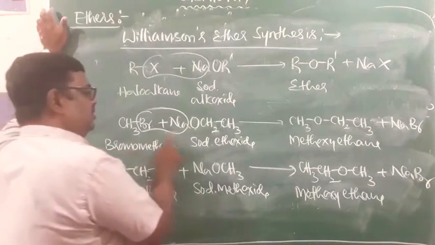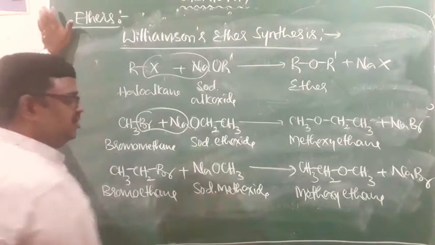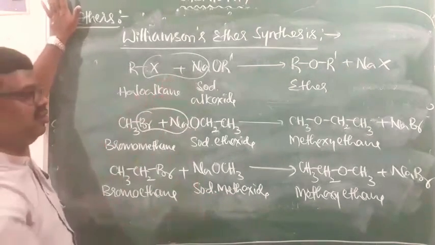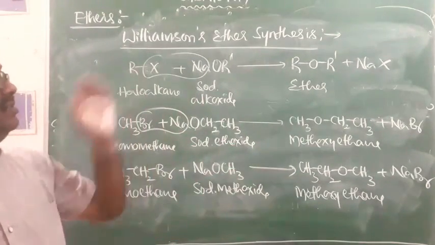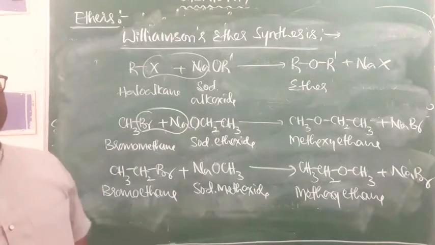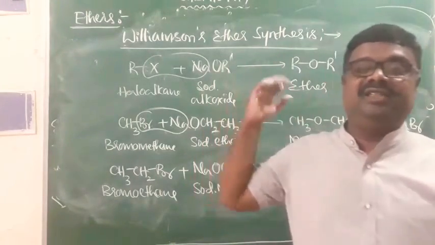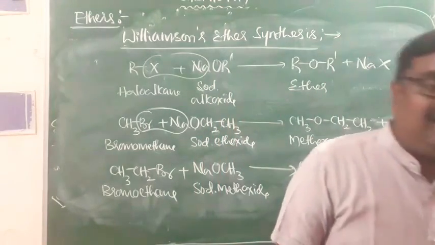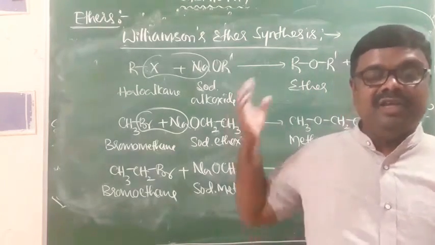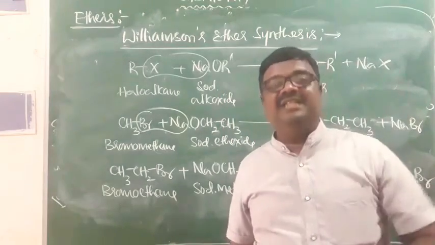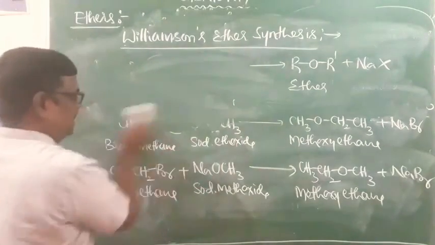Methoxyethane can be obtained either by using bromomethane with sodium ethoxide, or bromoethane with sodium methoxide. Just by changing the R groups, you can prepare any type of ether compounds, and this is Williamson's ether synthesis. One of the advantages of this method is that you can prepare ethers with secondary and tertiary, branched alkyl groups. How, we'll see.